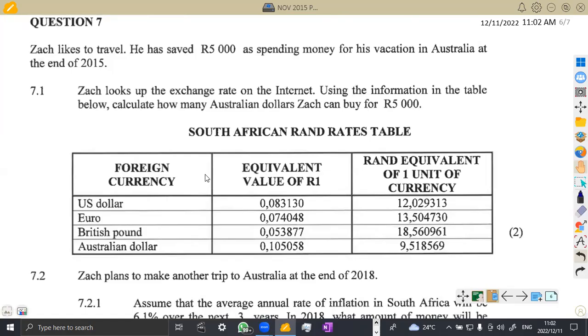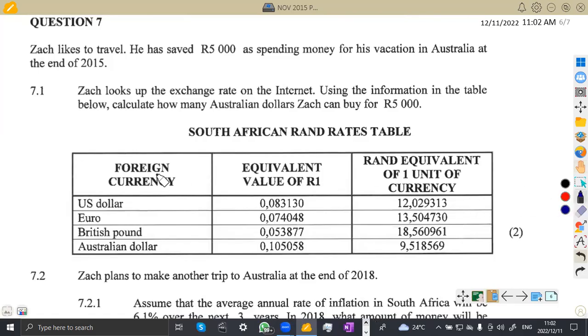Okay, so we are given that Zek likes to travel. He saved 5,000 Rand as spending money for his vacation in Australia at the end of 2015. All right, so that's what we had. Zek looks at the exchange rate on the internet using the information in the table below. Calculate how many Australian dollars they can buy for 5,000 Rand.